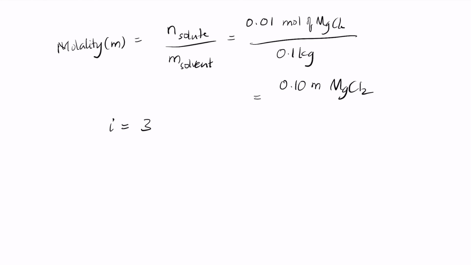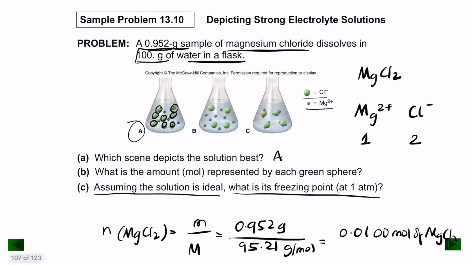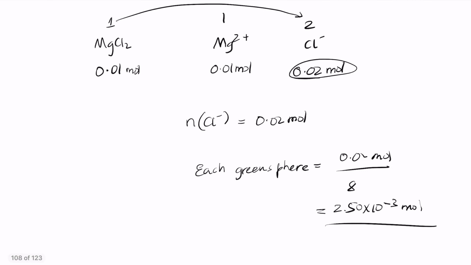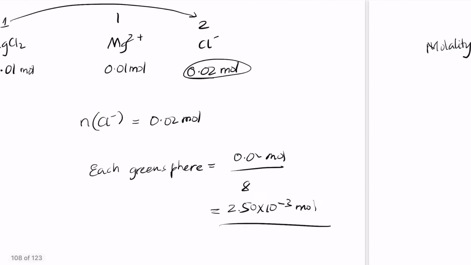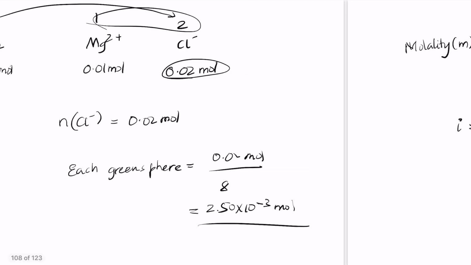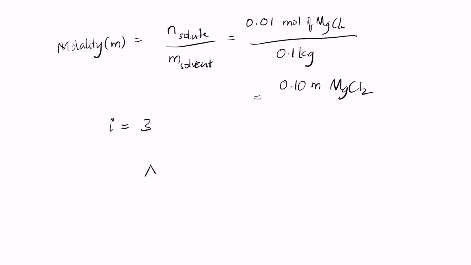Based on the expected value of i for MgCl2, we can consider that we are assuming the solution is ideal. When it is ideal, it means that the i value is ideal. So MgCl2 contains a total of 3 ions, 1 plus 2. So i becomes 3.